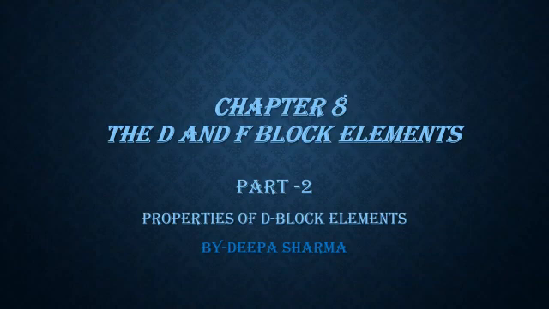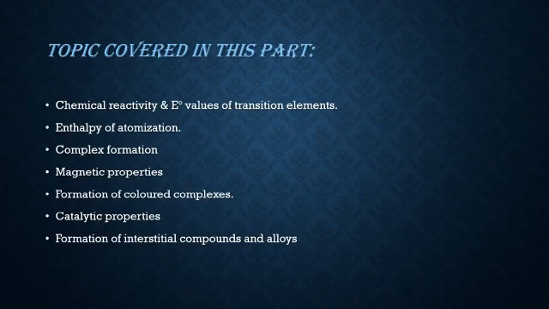Today I am starting part 2 of chapter 8 of class 12th, D and F block elements. In this part we will study the properties of D block elements. Topics covered in this part are chemical reactivity and E naught values of transition elements, that is D block elements, enthalpy of atomization, complex formation, magnetic properties of D block elements, formation of colored complexes, catalytic properties, and formation of interstitial compounds and formation of alloys.